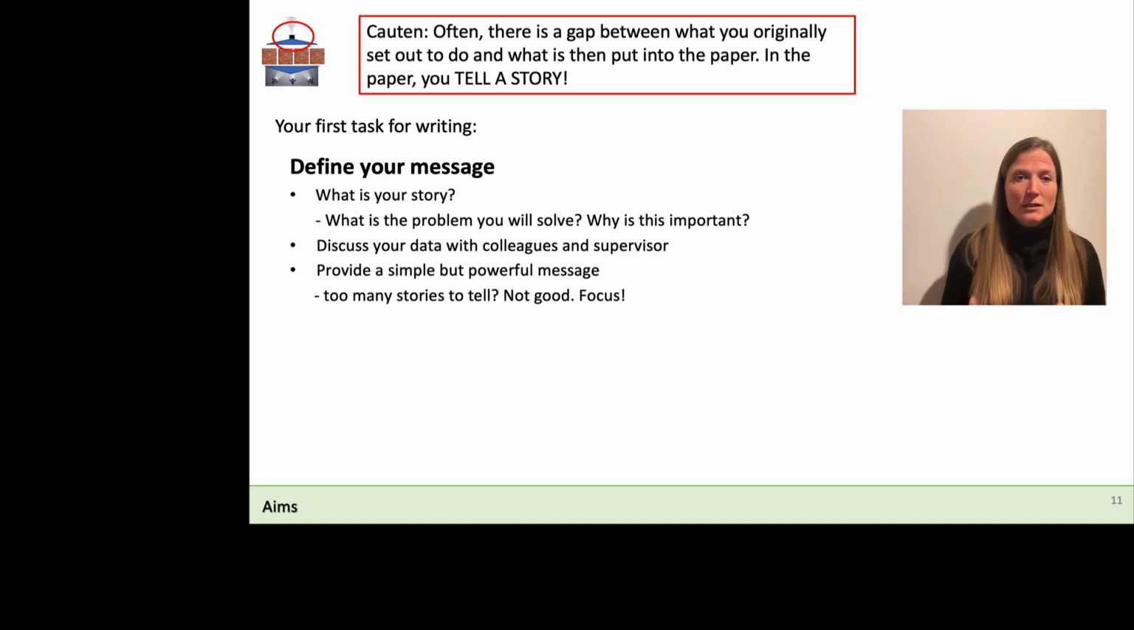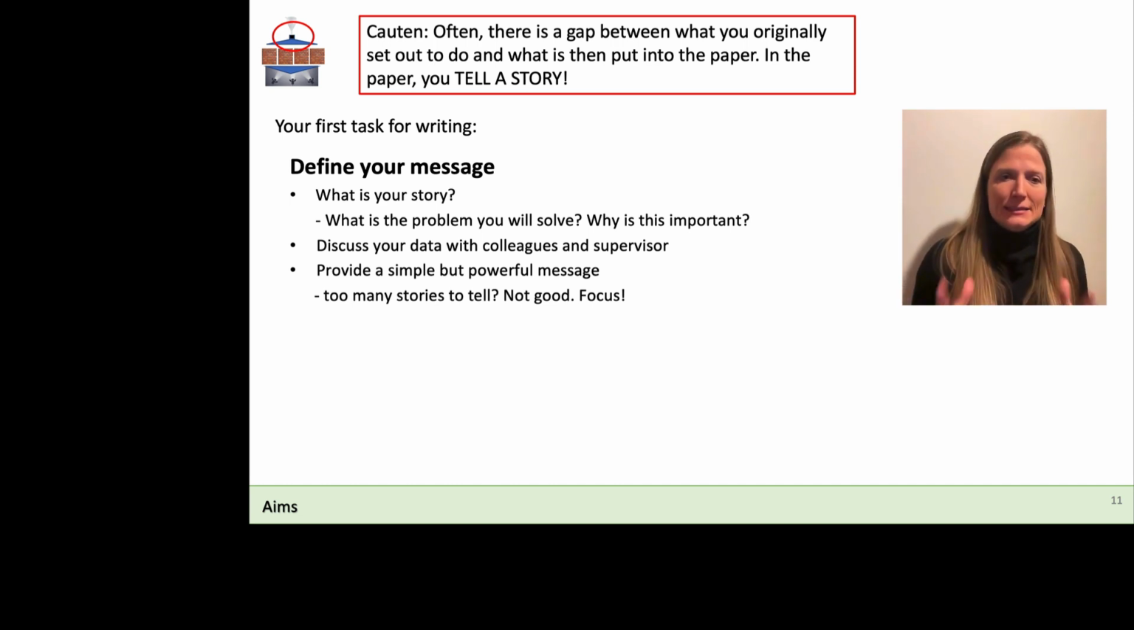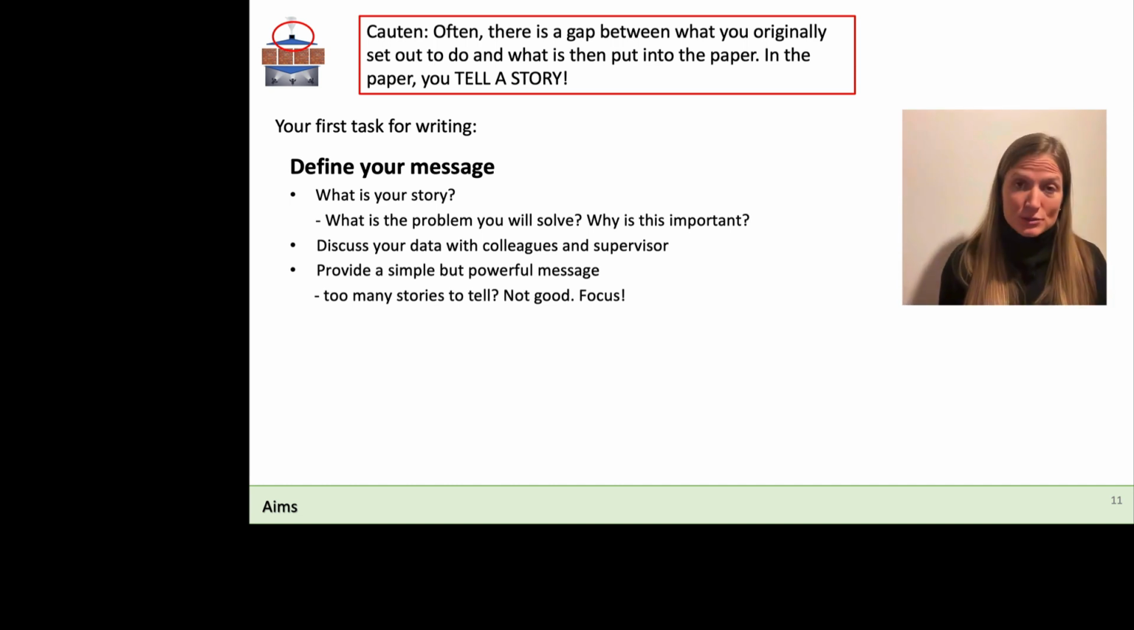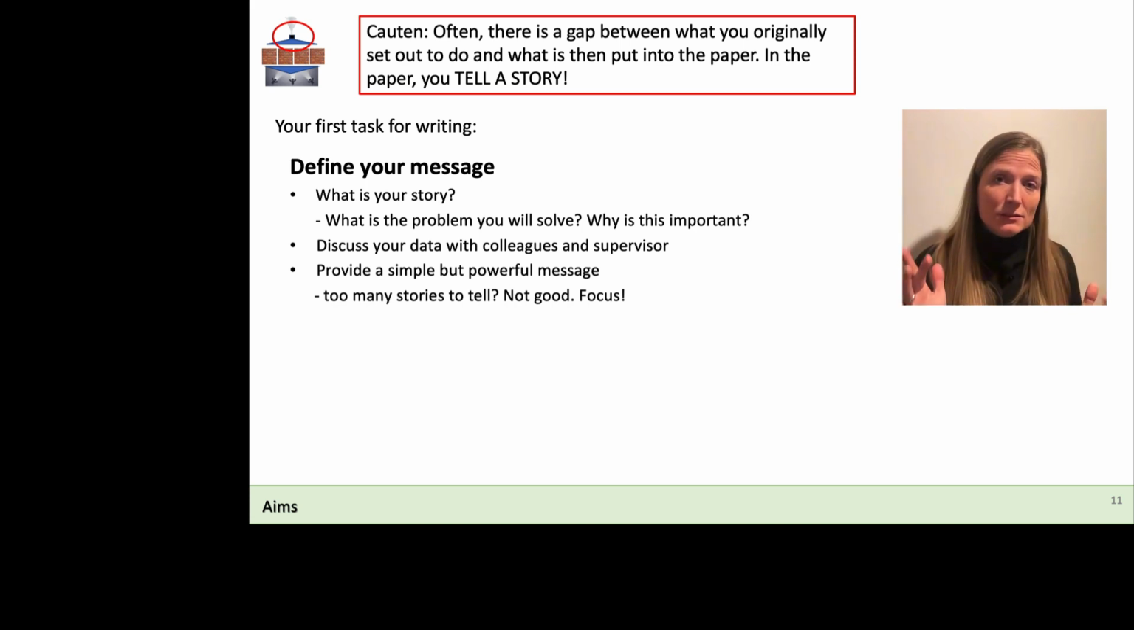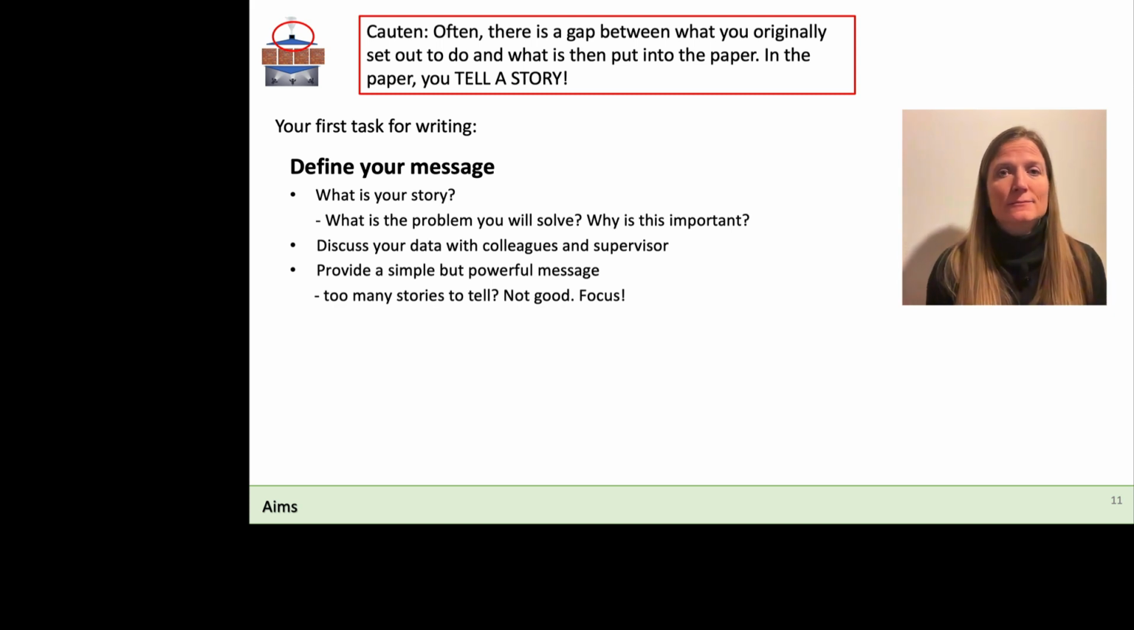What is your story? What is the problem you will solve? And why is this important? Discuss your data with colleagues and your supervisor, obviously, most important. And provide one simple and powerful message. And if you have too many stories to tell, then you're not there yet. If you write a paper on too many stories, it will be rejected because one paper is about one story.